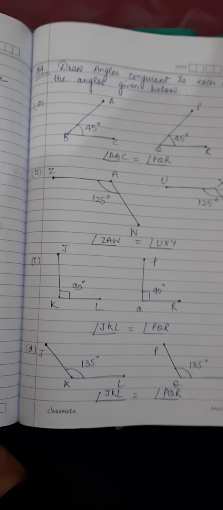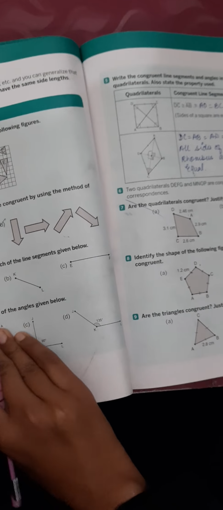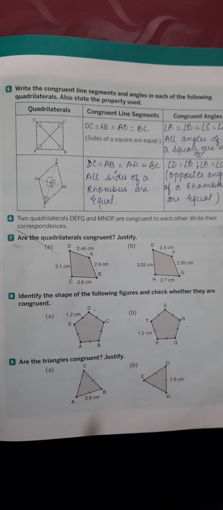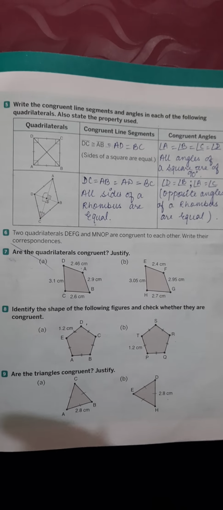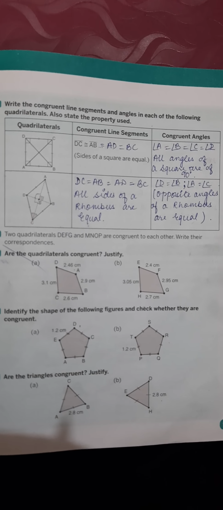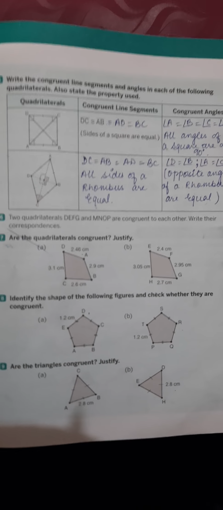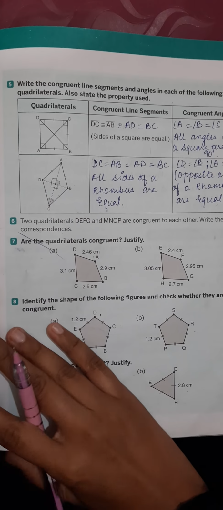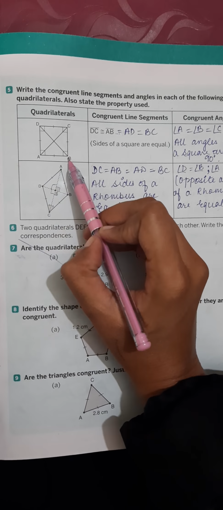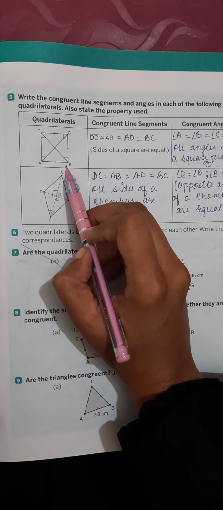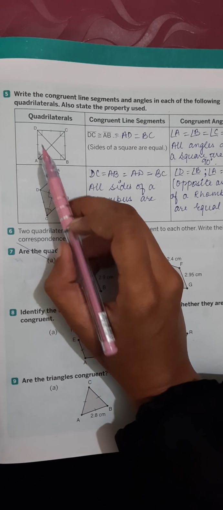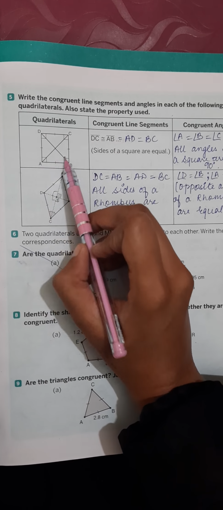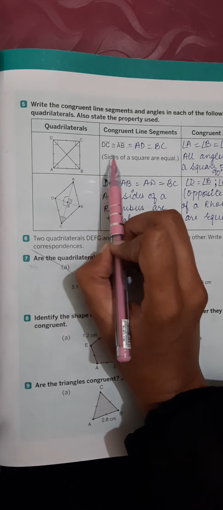Right? Now let's move to question number 5. Question number 5 you will be doing in the book. Write the congruent line segments and the angles in the following quadrilaterals. Also state the property used. Now this is a square. And in this square, all the sides are equal. This AD side is equal to DC side is equal to this CB side, which is equal to AB side. So I have written this.